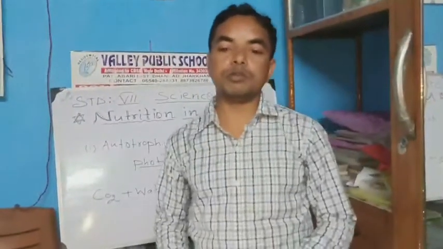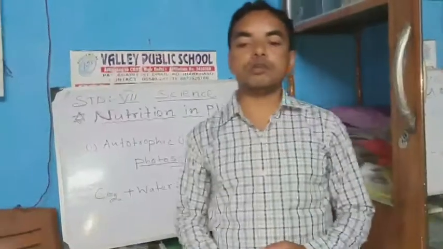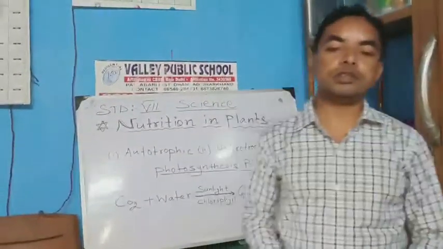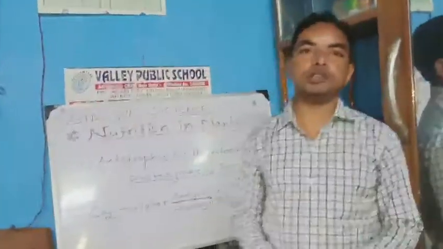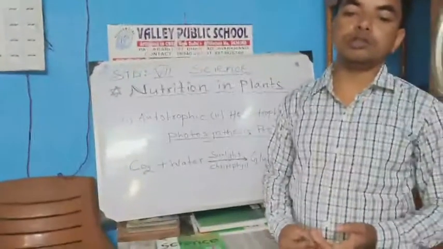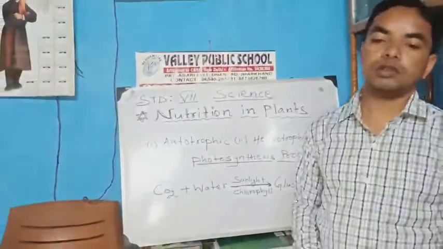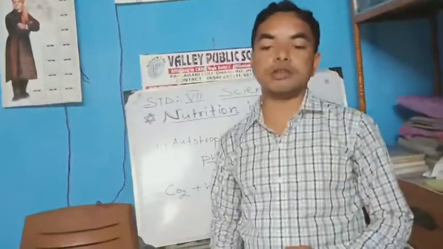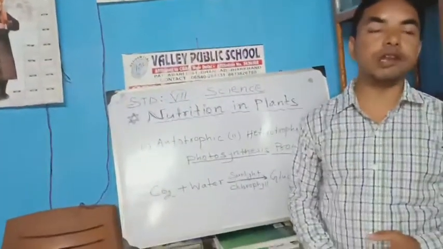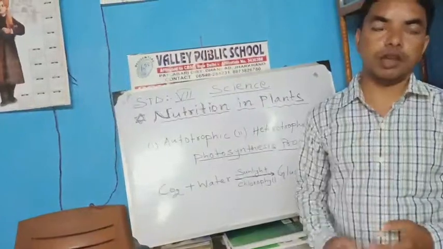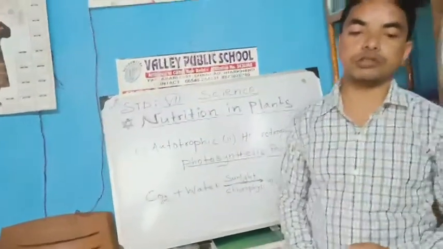Number three, saprophytes. Saprophytes are organisms that get their nutrients from dead or decaying materials. For example, some bacteria and fungi are saprophytes, because they depend on dead and decaying animals or plants for their nutrition.